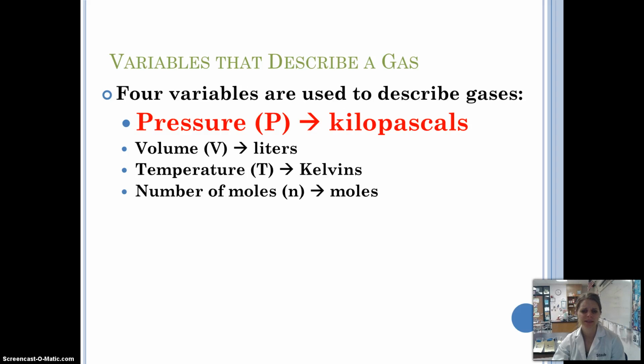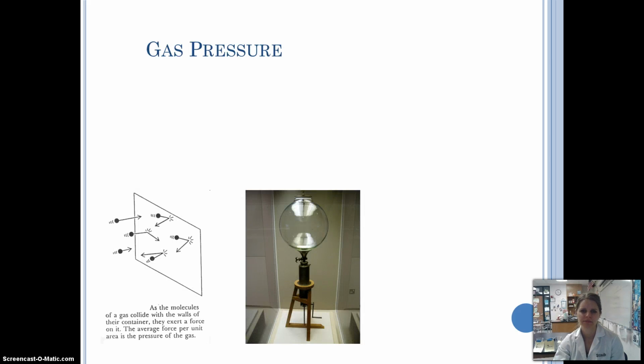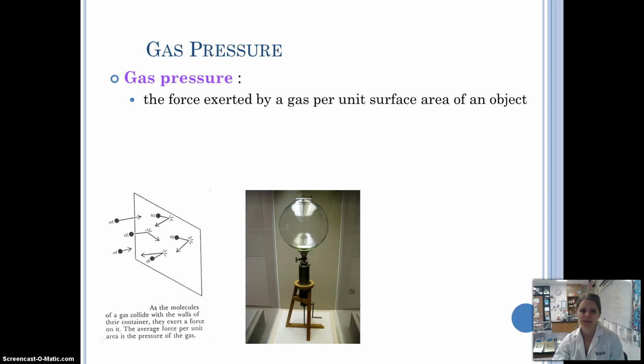In the United States, you usually use pounds per square inch. That's what you want to pump up your tires with for your car or your bike. But kilopascals is actually the SI unit. Remember, that's the scientific system, is kilopascals. So let's talk about what pressure really is as we talk about gases. Pressure is technically the force exerted by a gas per unit surface area of an object.